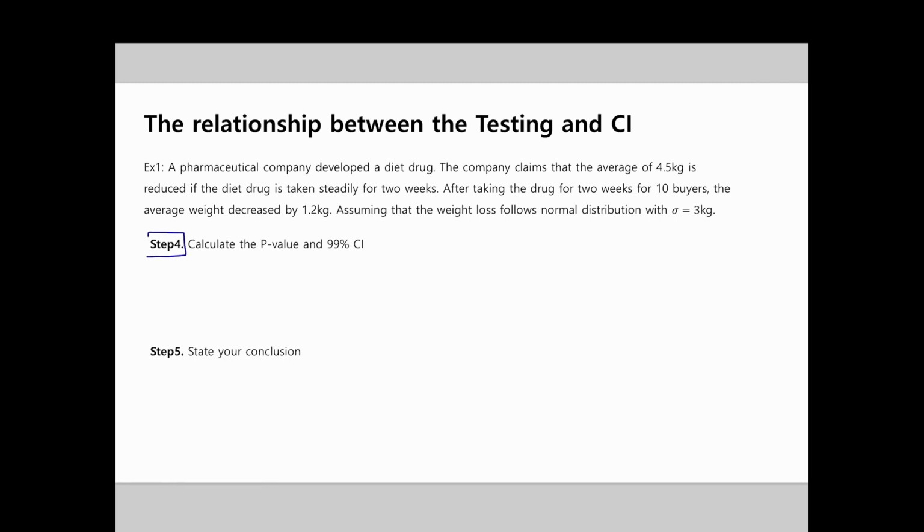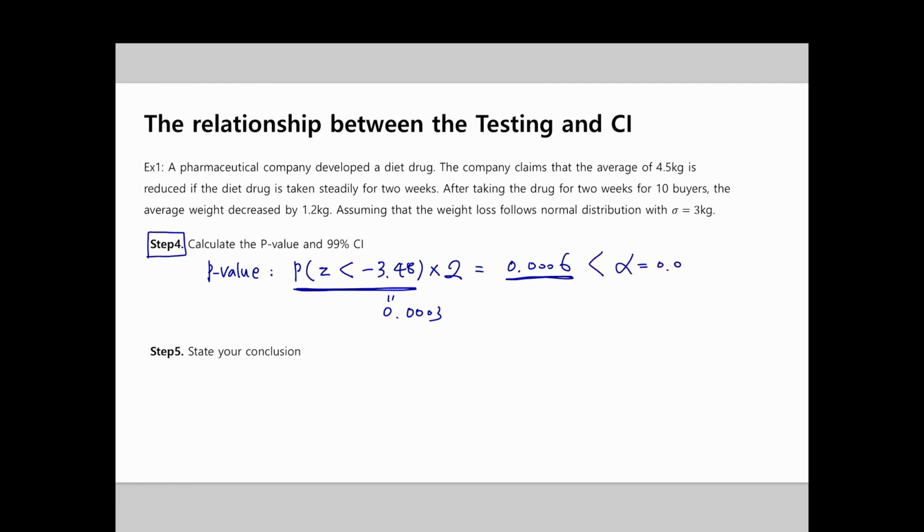In step 4, the p-value is the probability of Z less than minus 3.48 multiplied by 2. So this probability equal 0.0003. So the p-value equal 0.0006, which is less than the alpha 0.01. So we can reject the H0.